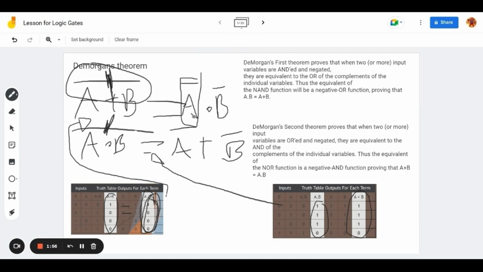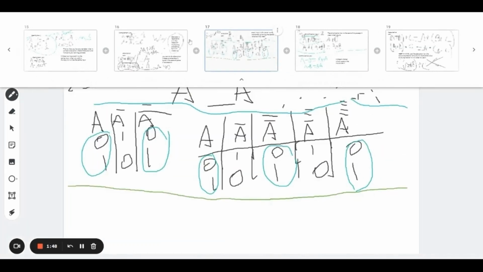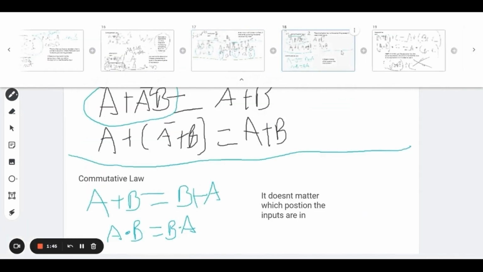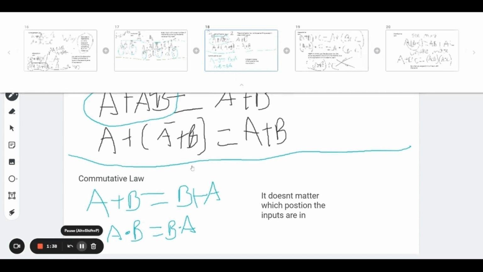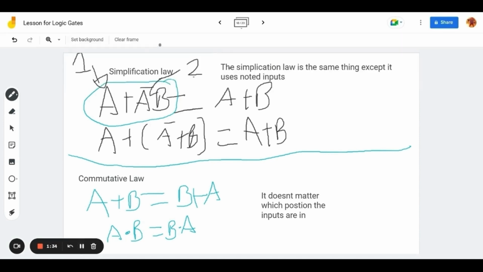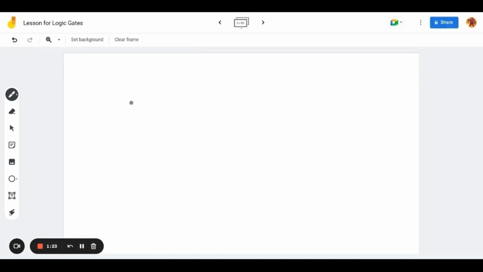So next, these are all of the laws. All of the laws that I've shown you help you simplify Boolean algebra. With that being said, all of these laws can help you simplify a Boolean expression. Here I'll be showing you an example. I'll give you a random Boolean expression, and I will show you how to solve it.